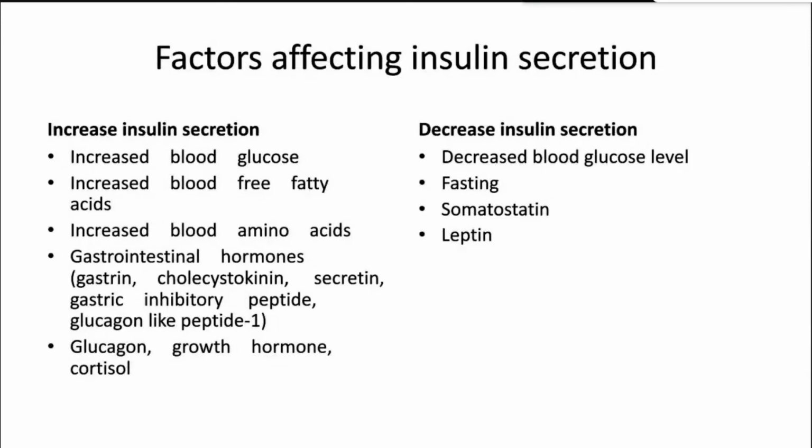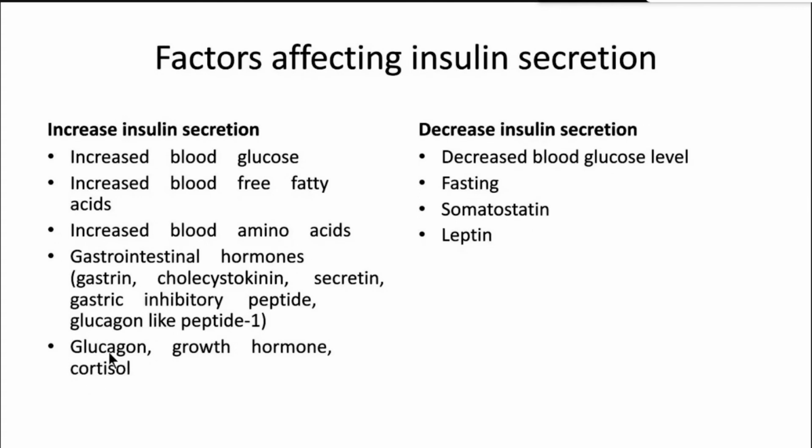We can call it a feed-forward mechanism because the glucose level has still not increased to that level in the blood, but the presence of food in the stomach and intestines will increase the secretion of these hormones, and they predict that there is going to be an increase in blood glucose level, and therefore we require increased insulin secretion. This mechanism can be considered an anticipatory or feed-forward mechanism.